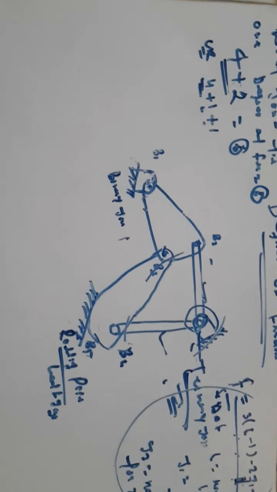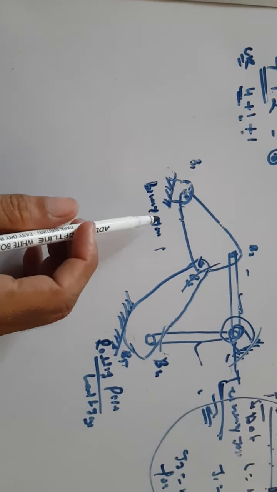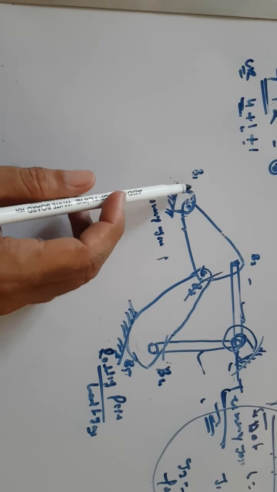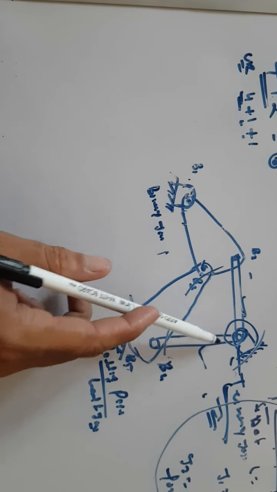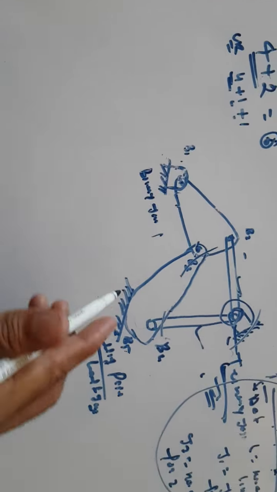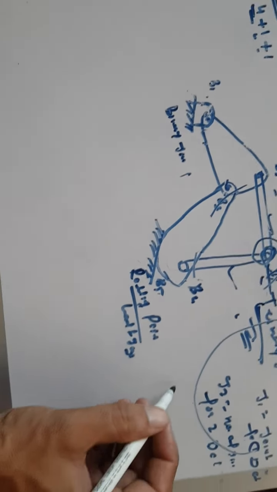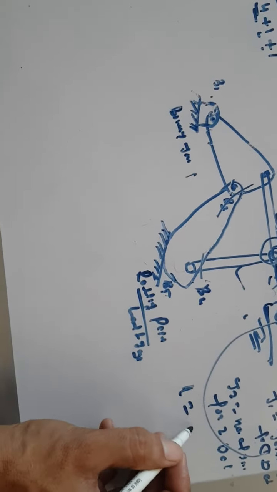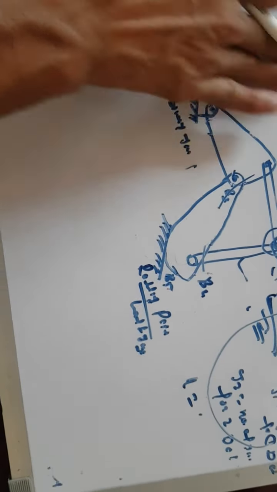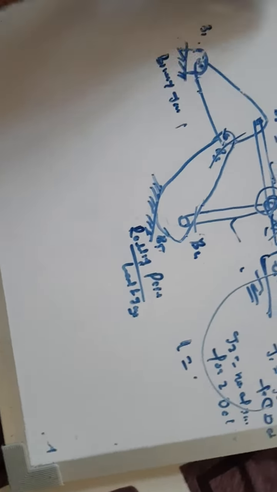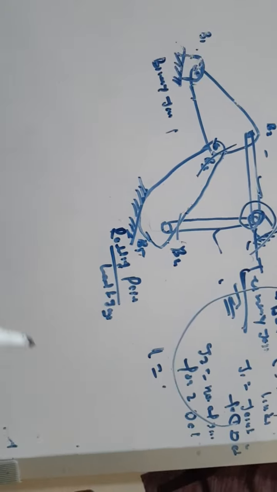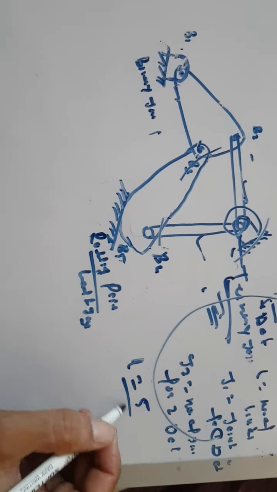In this mechanism we have seen the binary links B1, B2, B3, B4 and B5. So 5 links are there. The number of links L is what? The number of links is equal to 5.